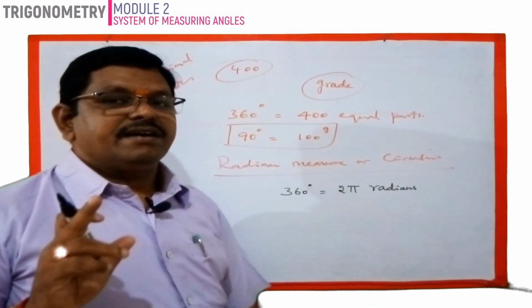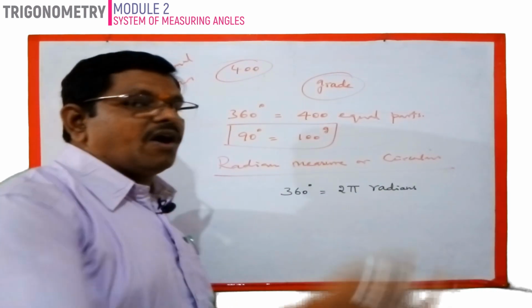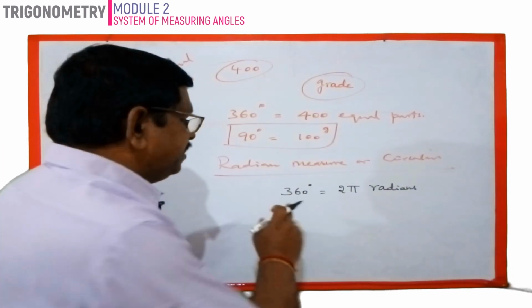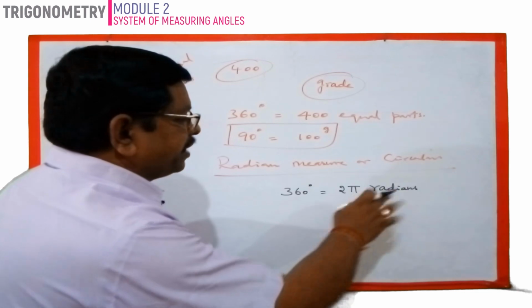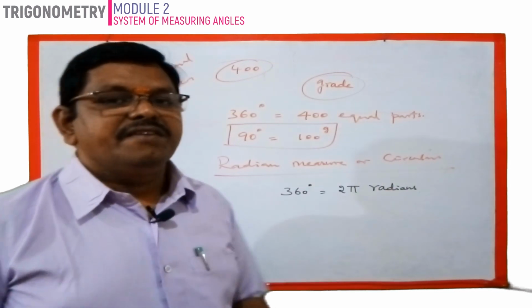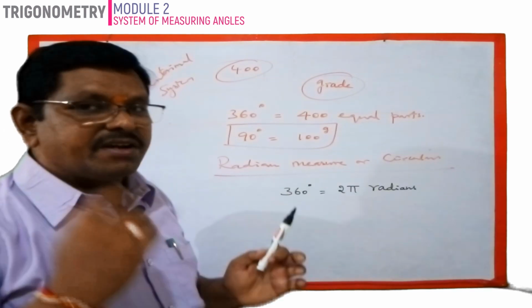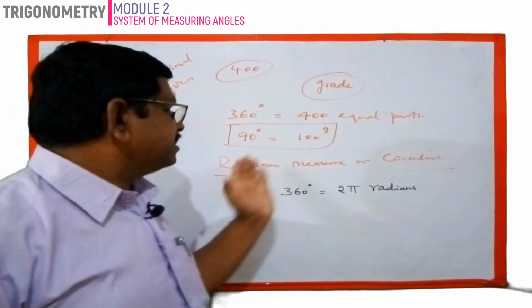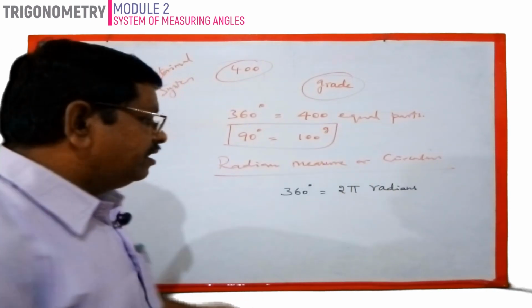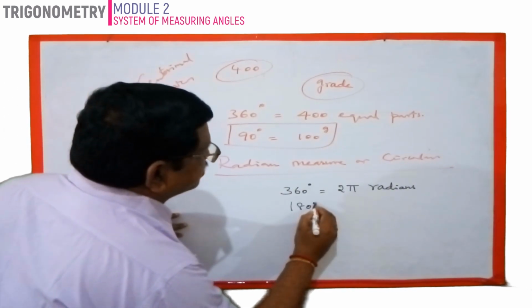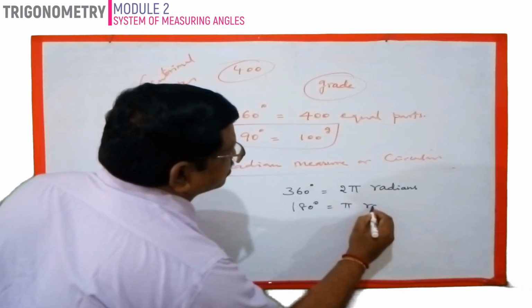Here the radius as well as the arc length of the circle both are equal. Let it be 360 is divided into 2 pi radians. With this only we measure the angles. That method of measuring the angle is called radian measure or the circular measure. Now let us divide on both sides by 2. We will get 180 degrees is equal to pi radians.